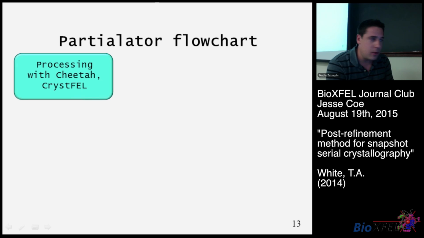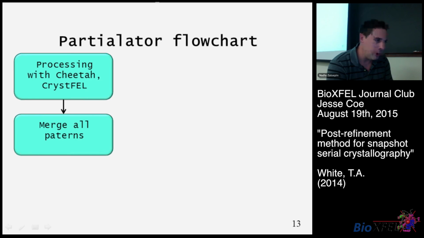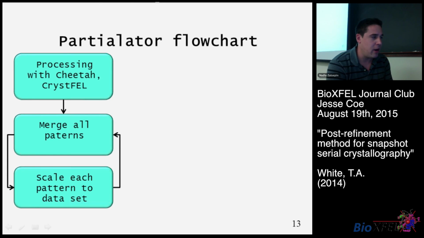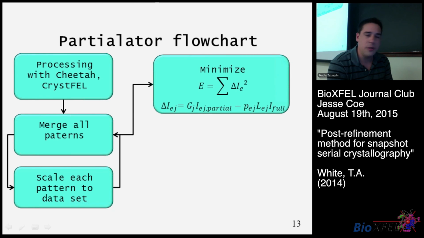So the way that the program works, we take our initial data and we process with Cheetah and CrystFEL, and we merge the patterns, and we scale the patterns to the data set iteratively to get what we assume for our full structure factors. At this point we have merged structure factors. What we want to do to fine-tune this is minimize the difference between what we're calculating for our partials and what we actually are seeing.